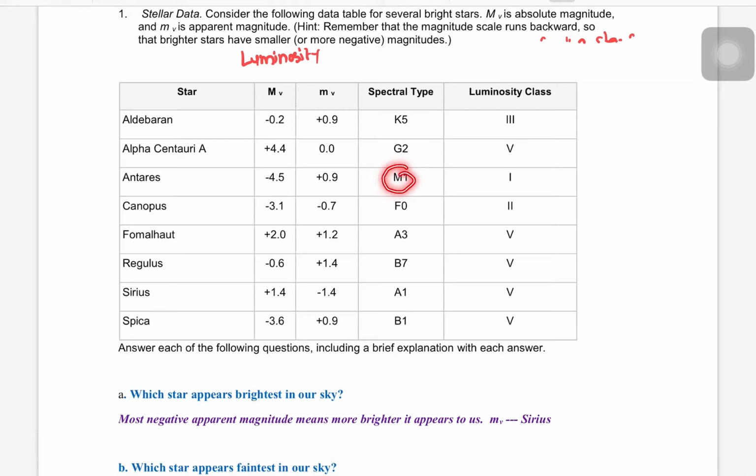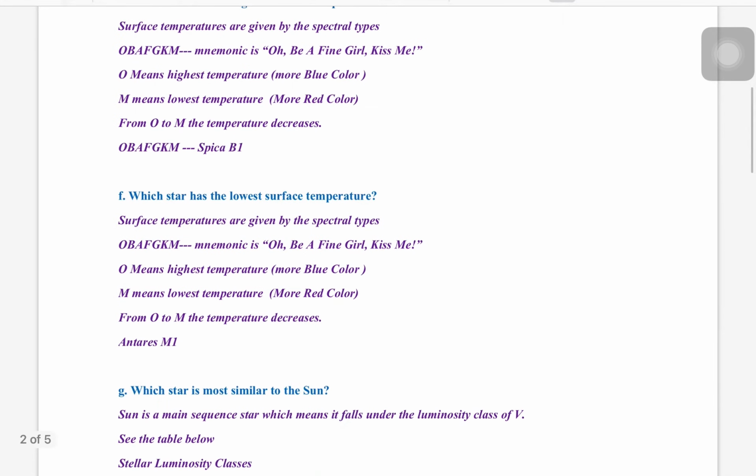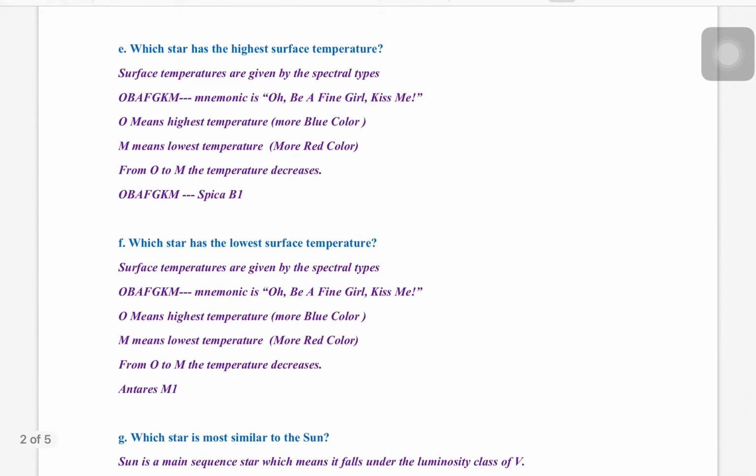So M1, that means this one has the lowest surface temperature, and Taurus has the lowest surface temperature, and the reason is it is a spectral type M. Okay.